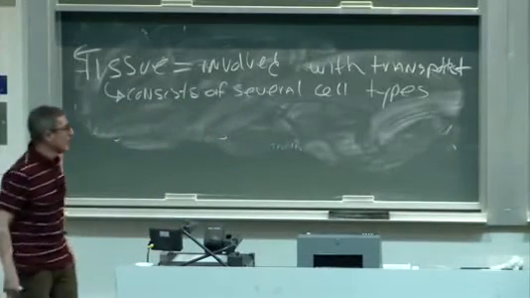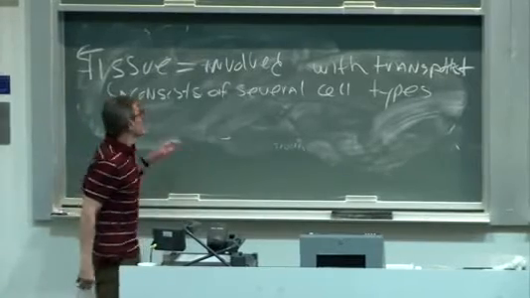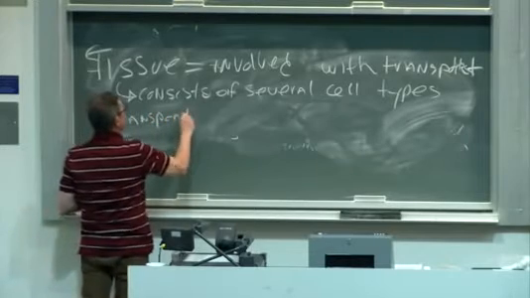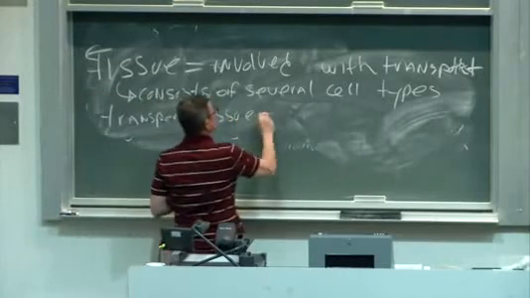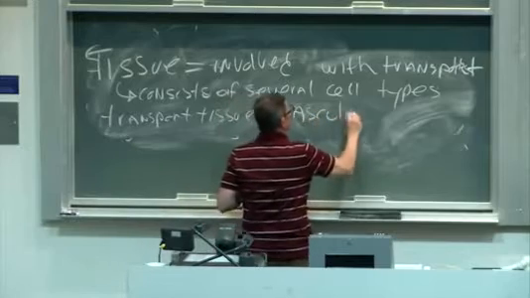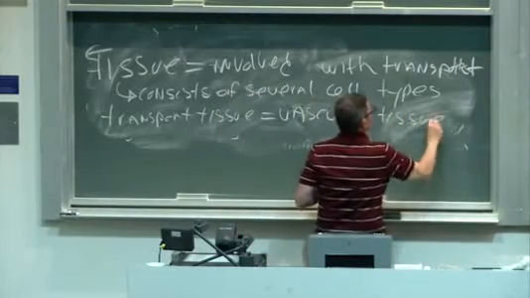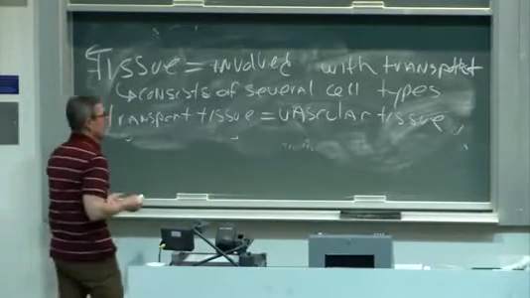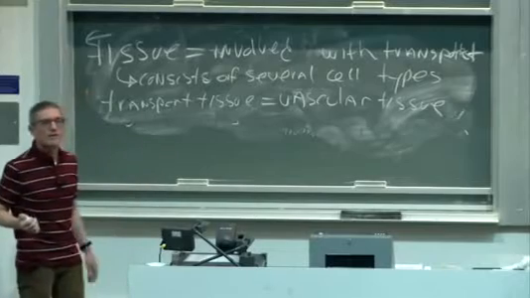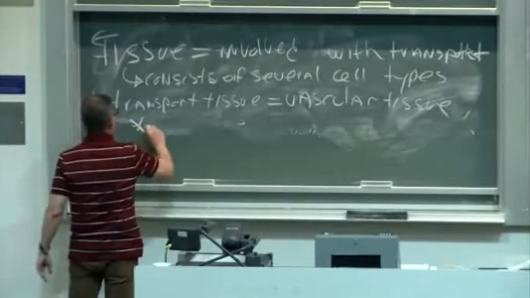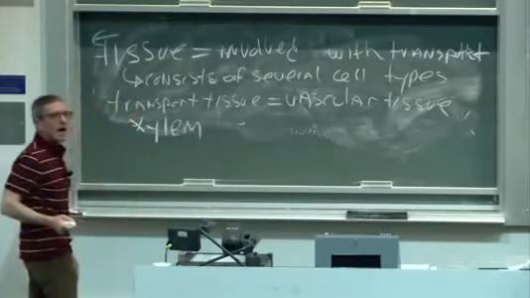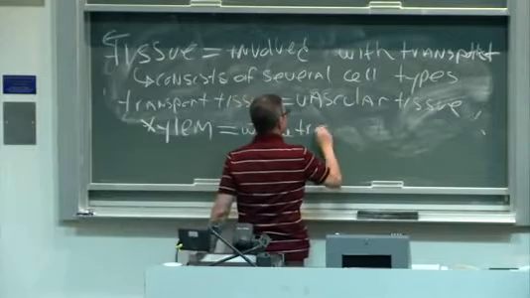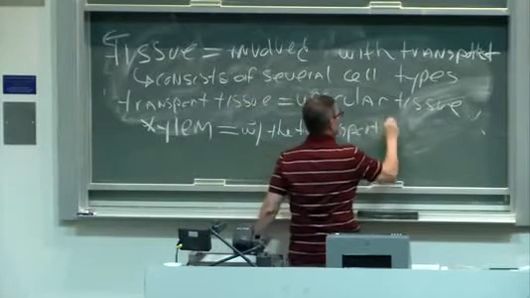Several cell types. And for our discussion of the transport tissue, which, as I earlier introduced you to this term, we call this transport tissue the vascular tissue. And there are two sort of subcategories of tissue which make up the vascular tissue. And I'll write their names down, and then we'll talk about each of them individually. The first tissue type is known as the xylem, and it is involved with the transport of water.